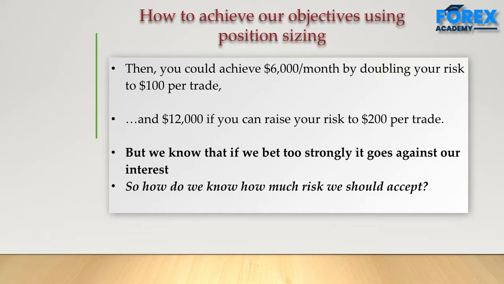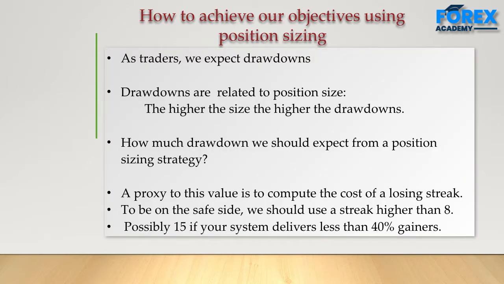But we know that if we bet too strongly, it goes against our self-interest. So, how do we know how much risk we should accept? As traders we know, drawdowns are to be expected. As we saw previously, drawdowns are related to position size. The higher the size, the higher the drawdowns. So how do we know how much drawdown we should expect from a determined position sizing strategy? We can approximate this value by computing how much a losing streak might cost us.